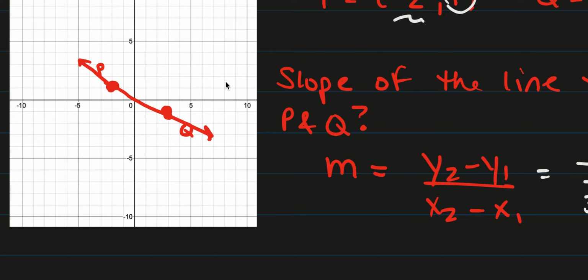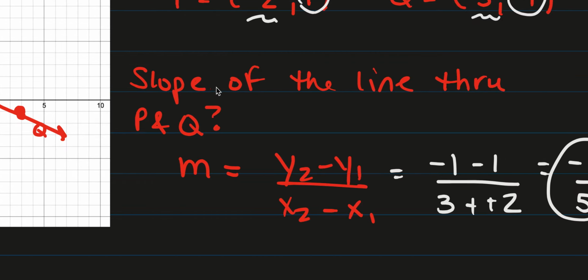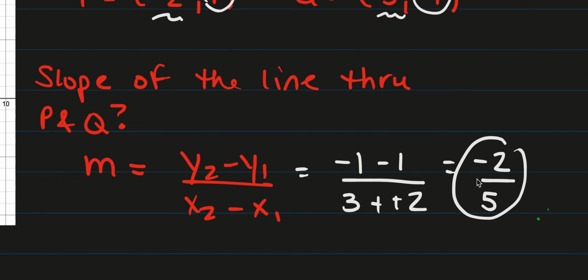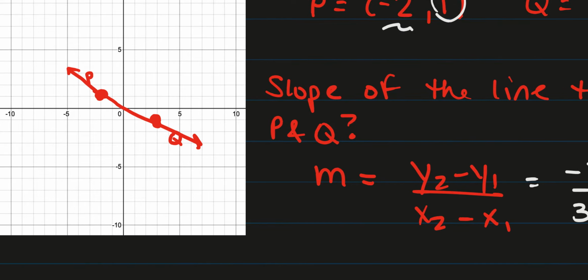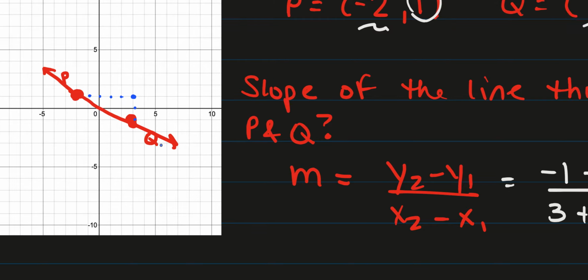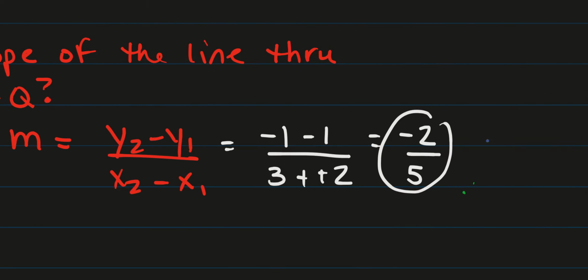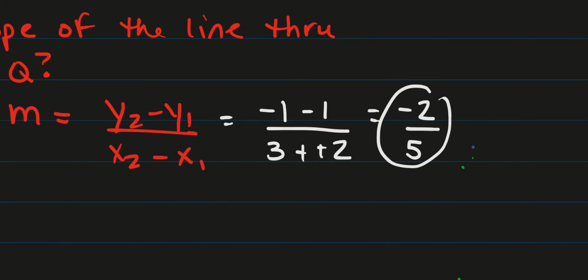So if you look from the left to the right, it's going down, which goes with the fact that this slope is negative, okay? And to get from P to Q, what do we have to do? We can go to the right 1, 2, 3, 4, 5, and down 2. So we can go to the right 5 and down 2.